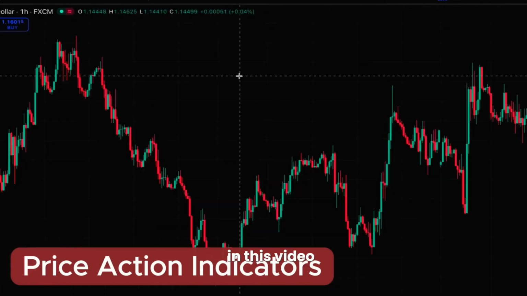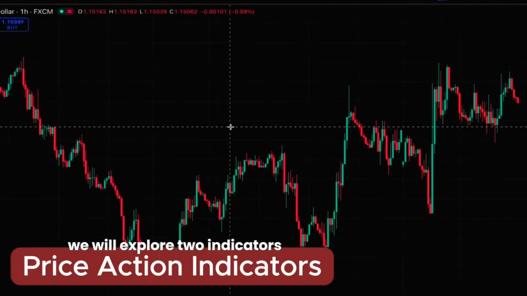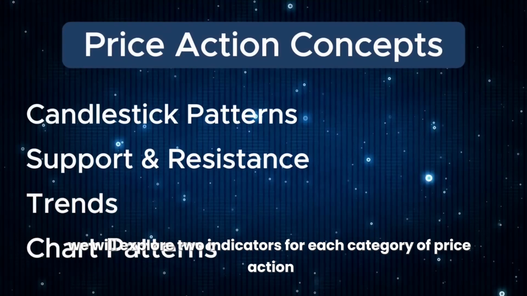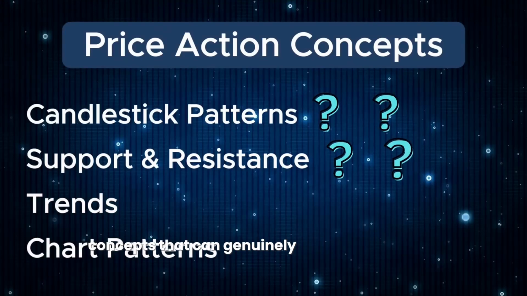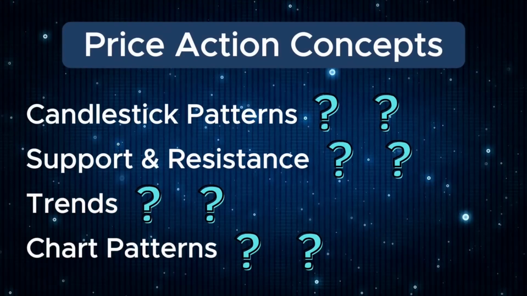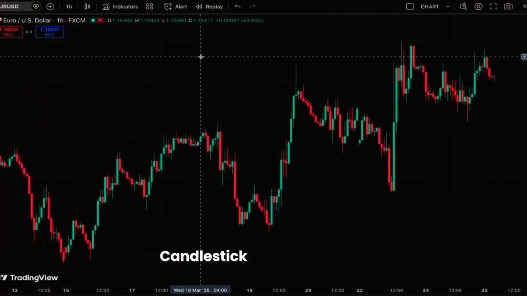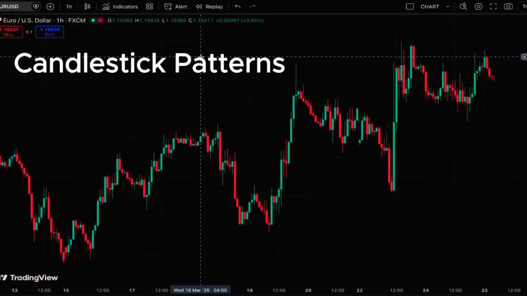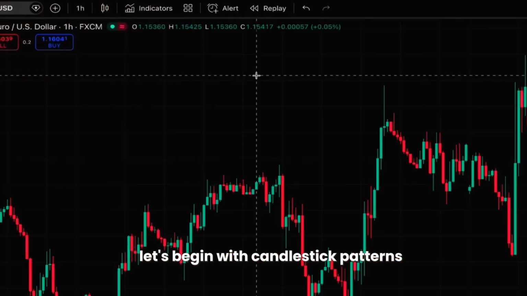In this video, we will explore two indicators for each category of price action concepts that can genuinely support your trading decisions. Let's get started. Candlestick pattern indicators. Let's begin with candlestick patterns.